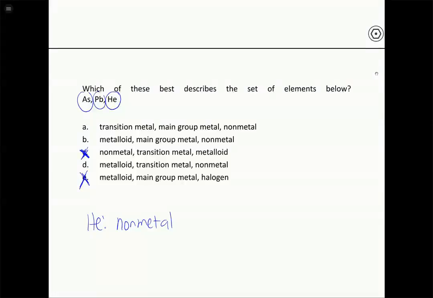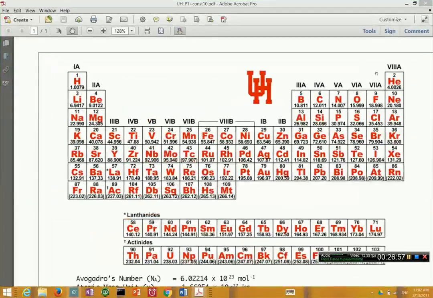If we look at arsenic here, choice A says that arsenic would be a transition metal. Choice B and D have it as a metalloid. So which of those is correct? Remember, transition metals are only those that are in the D block of the periodic table. That would be group 3B through group 2B as numbered in our periodic table.